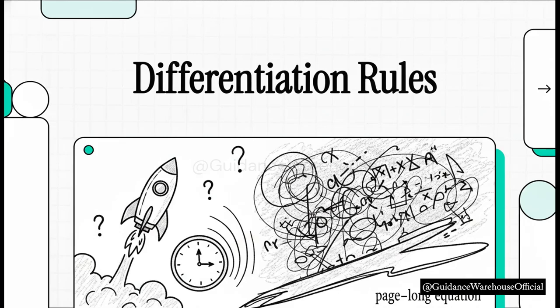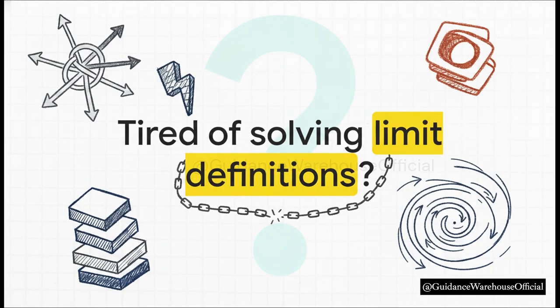Picture this. You're an aerospace engineer tracking a rocket. You literally need to calculate its exact speed at one specific, absolutely crucial millisecond. But to even get your starting number, you have to sit down and solve a massive, page-long algebraic equation. Frustrating, right? You know exactly the pain I'm talking about.